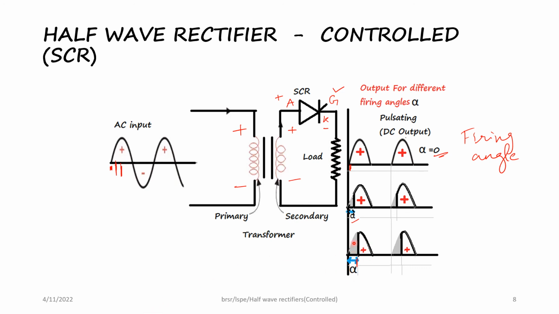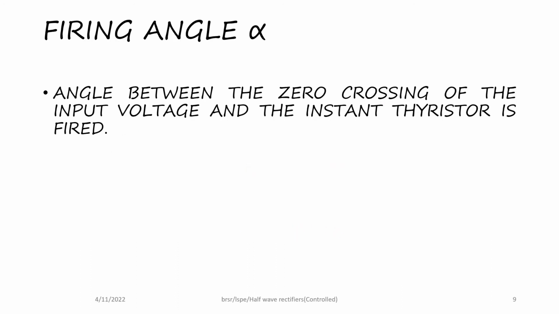You can understand the firing angle as the angle between the zero crossing of the input voltage and the instant the thyristor is fired. So using an SCR, we will be able to get variable values of DC voltage from a fixed AC voltage. But in the case of a diode, we can get only a fixed DC voltage. That's why this type of controlled rectifier finds application in DC motor speed control.